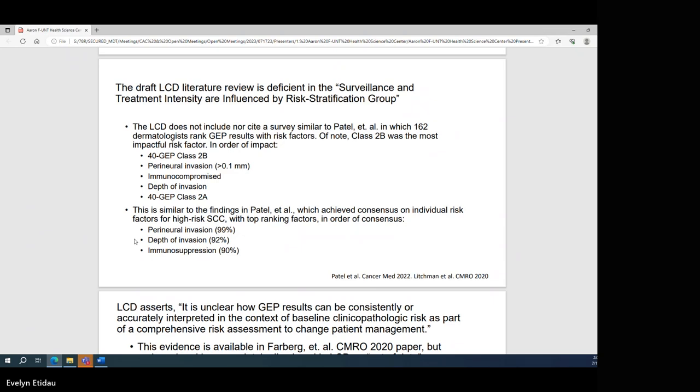In Patel, there was a consensus on individual risk factors for high-risk squam, where top-ranking factors included perineural invasion, depth of invasion, and immunosuppression. And just as doctors use clinical and these pathologic risk factors to evaluate our patient's risk for having a poor outcome, the 40 GEP test result can also be included as one of these risk factors that inform our risk-aligned management. Slide, please.